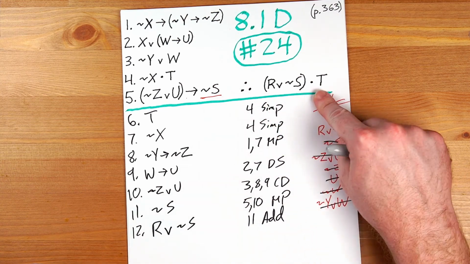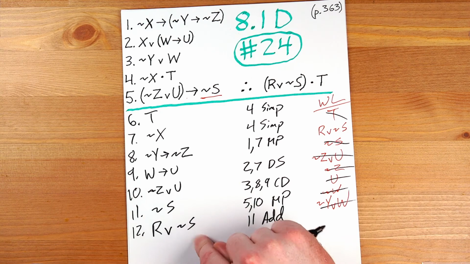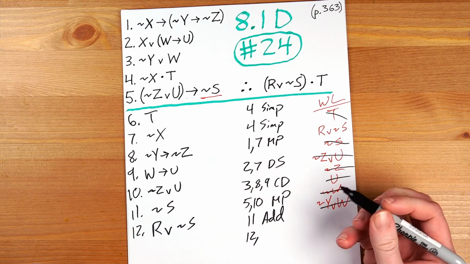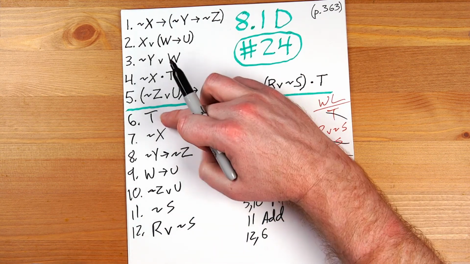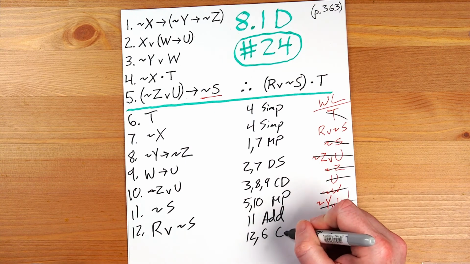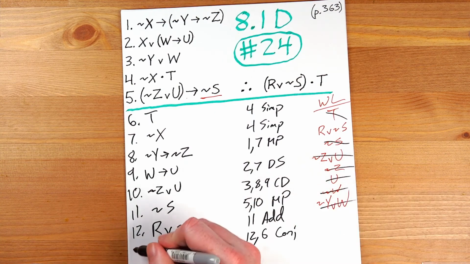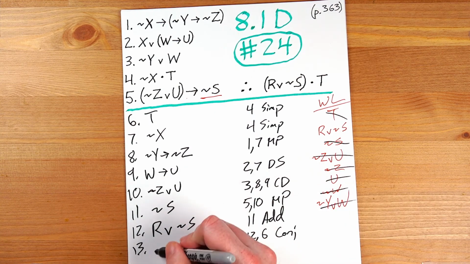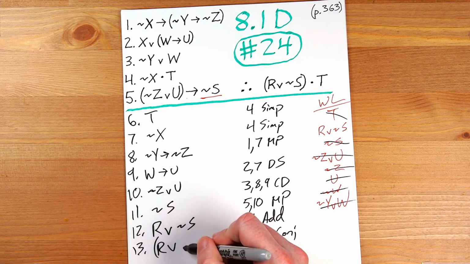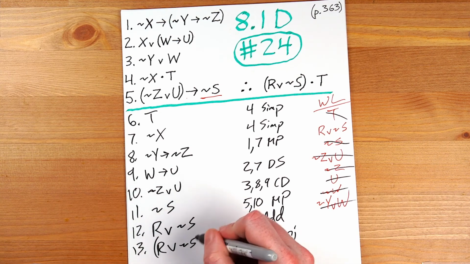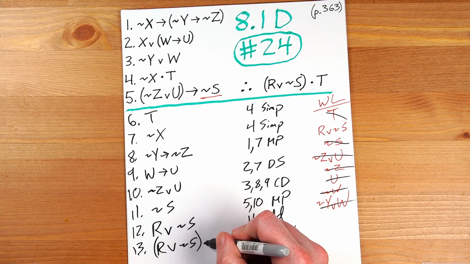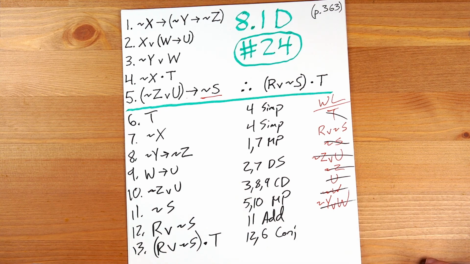Now to get our conclusion, we just got to put line 12 together with line 6, right? Conjunction, we just put them together, conjoin them, and we get what we need. Remembering, of course, to use our parentheses. Perfect. That is that one.